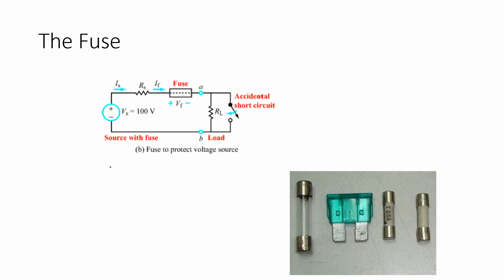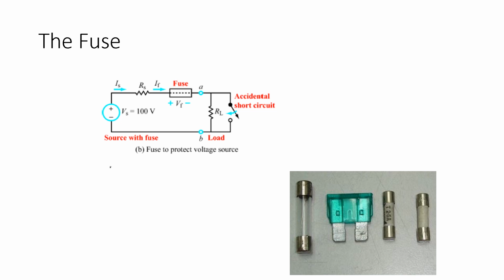So why do we use this? We use it in case there's too much power going into something, or there's a short circuit. We usually use it as protection to protect the voltage source. In this circuit up here, we have a 100-volt voltage source. Maybe this is a really expensive voltage source, $100, $5,000, and we want to protect it.